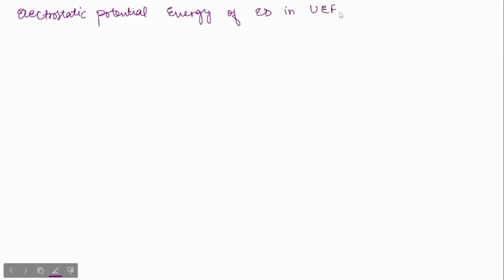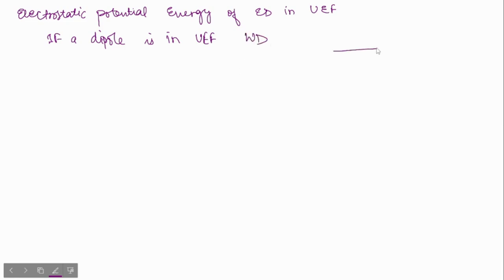Firstly, we'll define what electrostatic potential energy is. You can define it as: if a dipole is placed in a uniform electric field, then the work done in rotating the dipole from a direction perpendicular to the field to a given direction is defined as the potential energy.